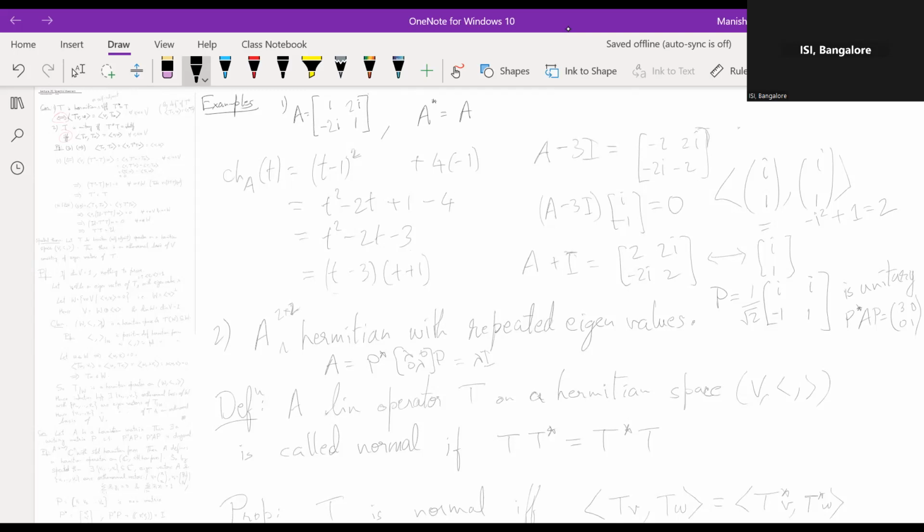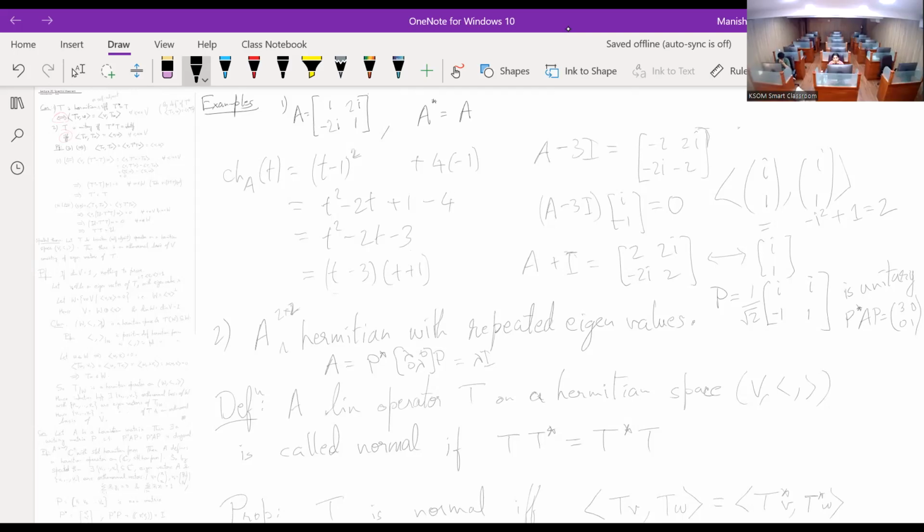For 3 by 3, of course, you can have 2 repeated and 1 not repeated, so that is a more complicated thing. But if all of them have the same eigenvalue, then you can argue the same way that such a matrix has to be a scalar matrix. So that's another consequence of this result: a Hermitian matrix with repeated eigenvalues, 2 by 2 Hermitian, is a scalar matrix. Is that okay?